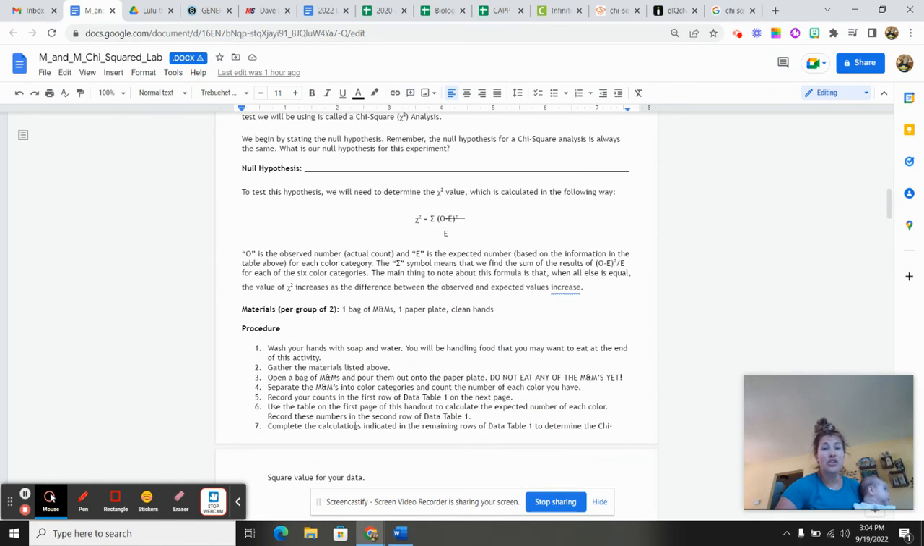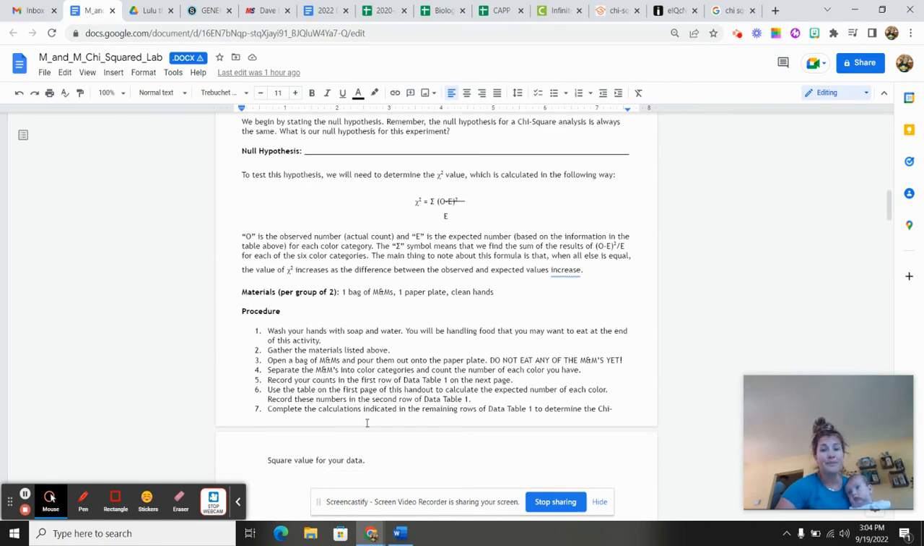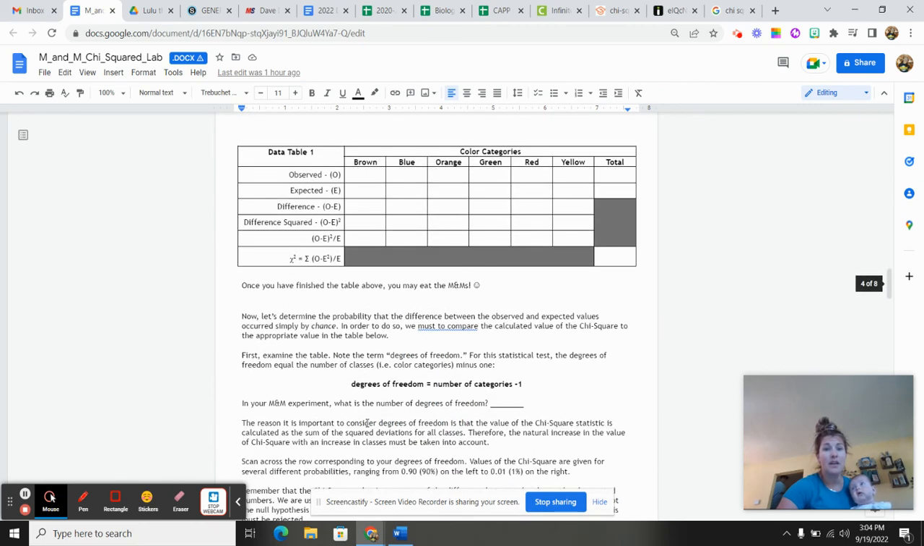So what you are going to do with your M&Ms is write down how many M&Ms you observe of each color in your group and how many you would expect based off of those percentages. So you might not get even round numbers, and that's fine. You can put decimals down there as well. And then you are going to fill out this chart and figure out if in your little sample size there is something statistically weird going on.